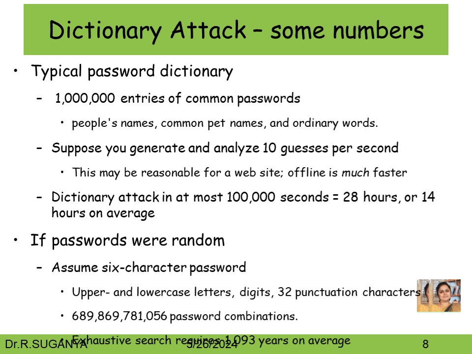Typically a password dictionary has 10 lakh entries of common passwords, people's names, common pet names and ordinary words. Suppose you generate and analyze 10 guesses per second. This may be reasonable for a website. Offline is much faster. So a dictionary attack takes at most 1 lakh seconds, that is 28 hours, or often 14 hours on average. If passwords were random, assume a 6 character password of upper and lowercase letters, digits, and 32 punctuation characters, and we have the combinations.